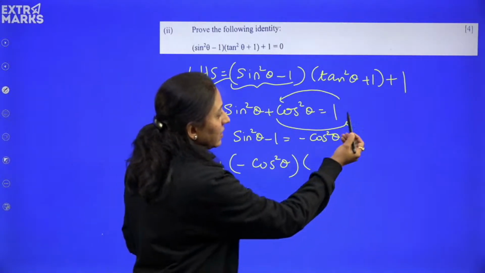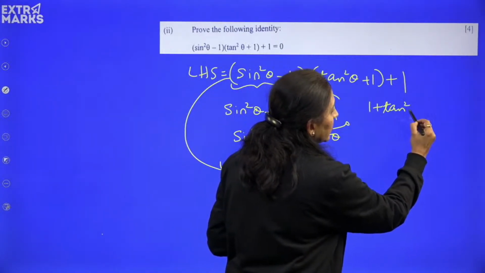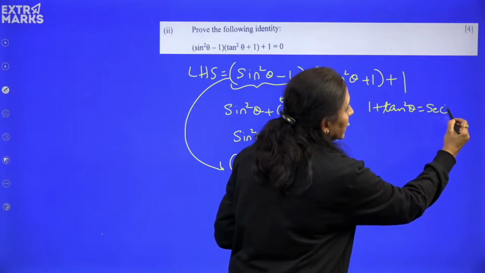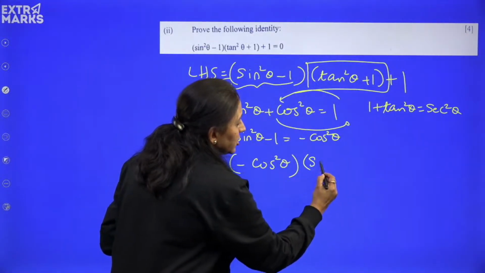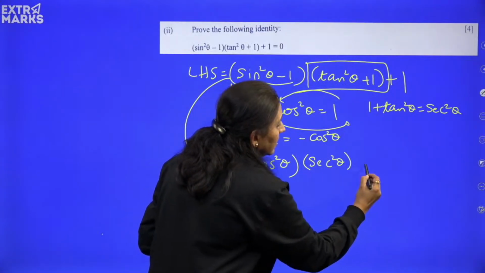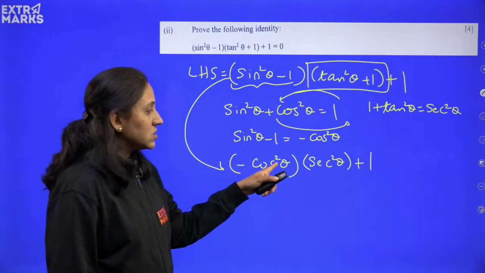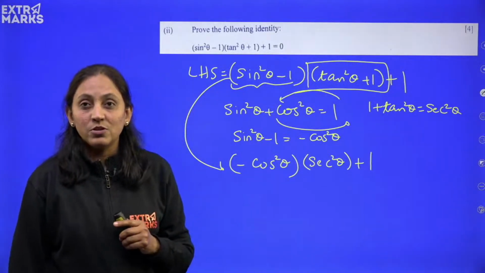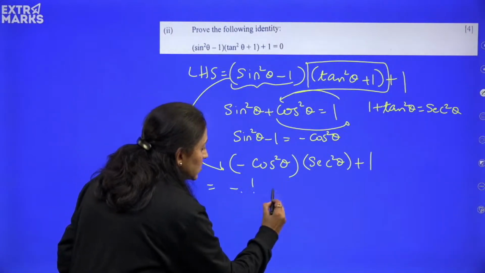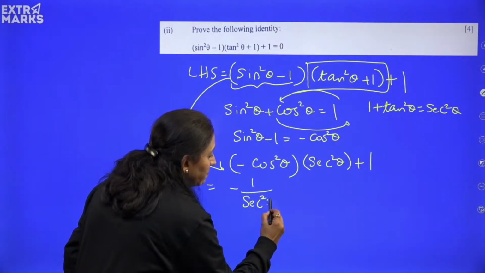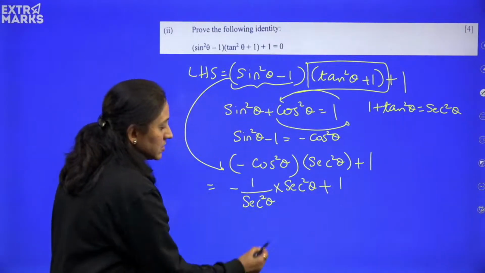Okay. And one more identity. This is a direct identity. 1 plus tan square theta is equal to secant square theta. So, instead of 1 plus tan square theta, let us substitute secant square theta plus 1. Let us keep it as it is. And we know that cos square and secant are reciprocals of one another. So, I can write this as minus 1 by secant square theta multiplied by secant square theta plus 1.